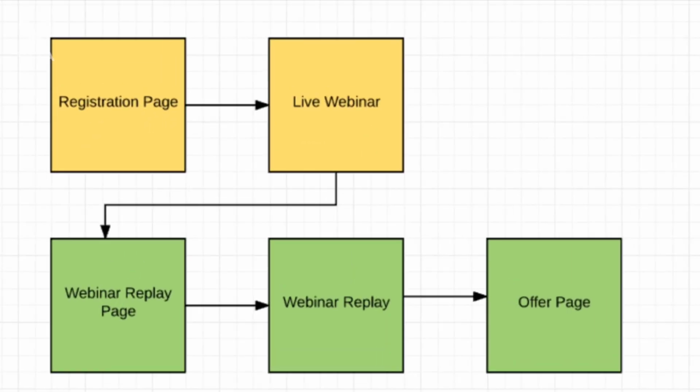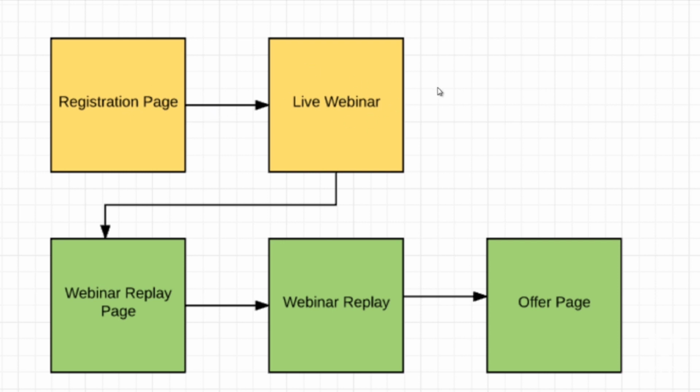So here's what the funnel looks like. It's not complex at all. You can add things to it to make the experience a lot better if you want to, but you don't necessarily have to. As you can see up at the top here, we have the registration page. That's the initial page that everybody is going to see. And then of course, they're going to sign up for the live webinar.